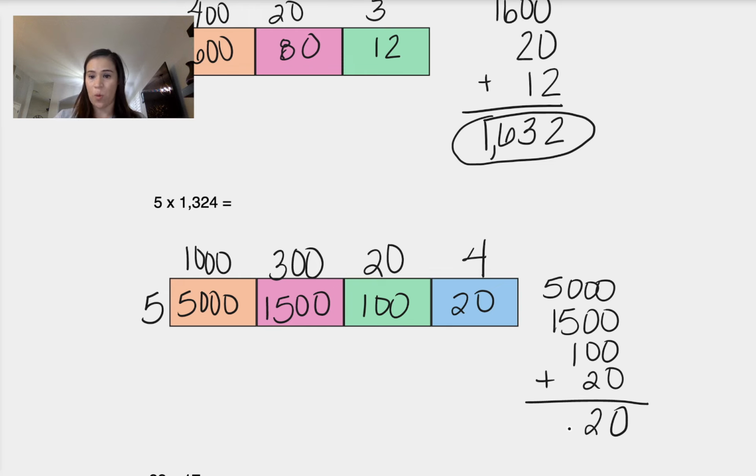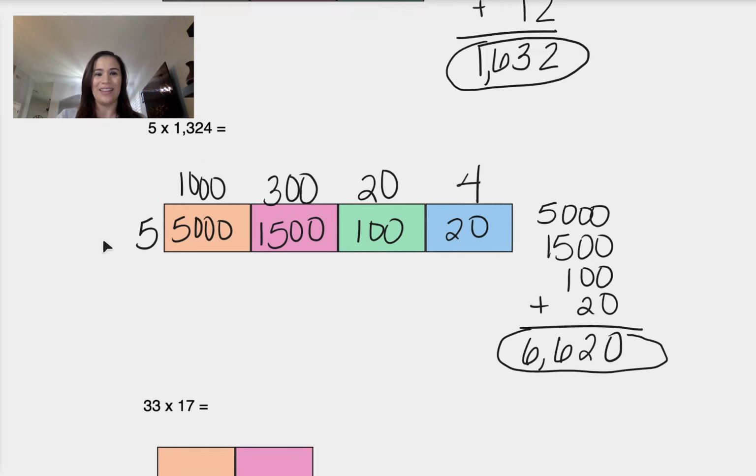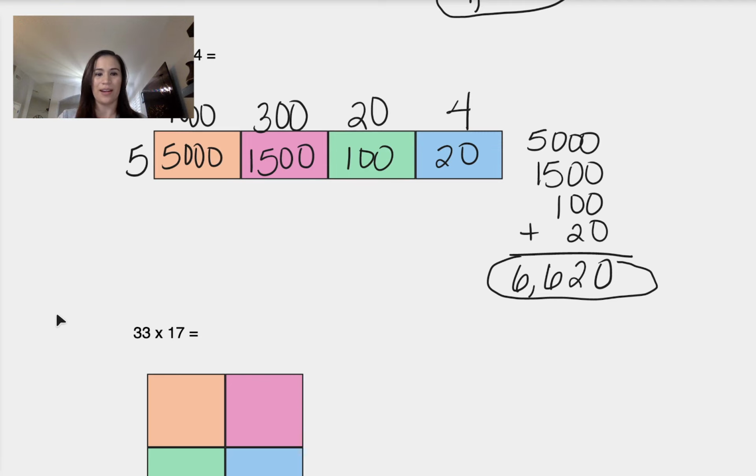0 plus 5 plus 1, which is 6. And then 5 plus 1, which is 6. So 5 times 1,324 is equal to 6,620. Alrighty, starting to see a little pattern going on here.